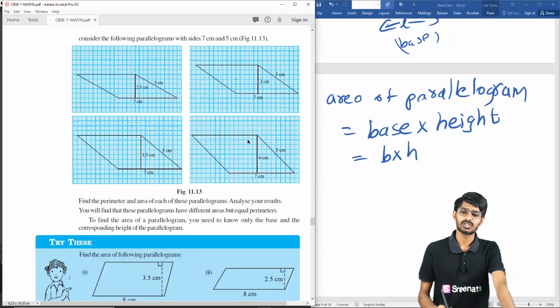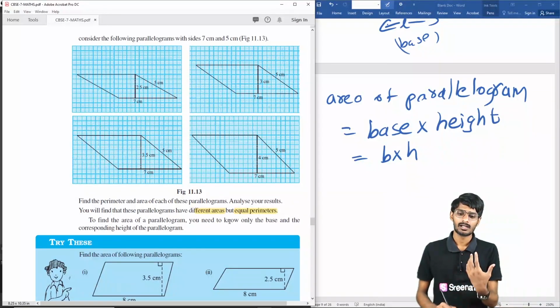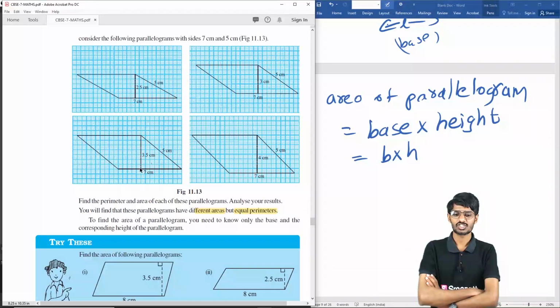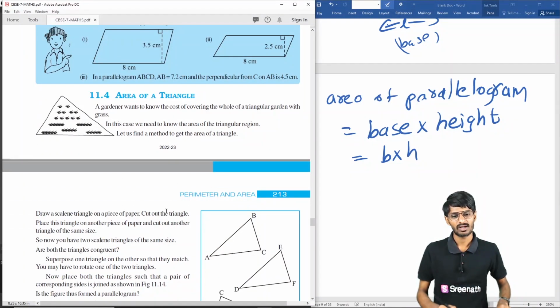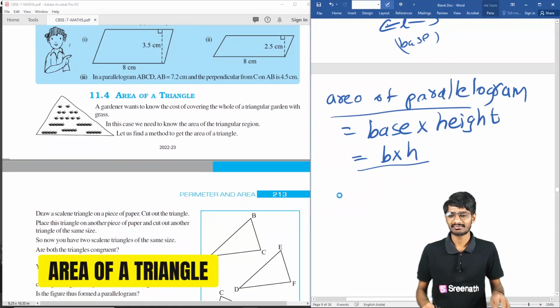In every situation, you will get the same perimeter, but the area is different. You will find that these parallelograms have different areas but equal perimeters. Perimeters are the same because their side lengths are the same: 7, 5, 7, 5. But the area is different because it depends upon the height. Height is 2.5, height is 3, height is 4, height is 3.5. So finally the conclusion is that the area of a parallelogram is simply b into h. That's it.